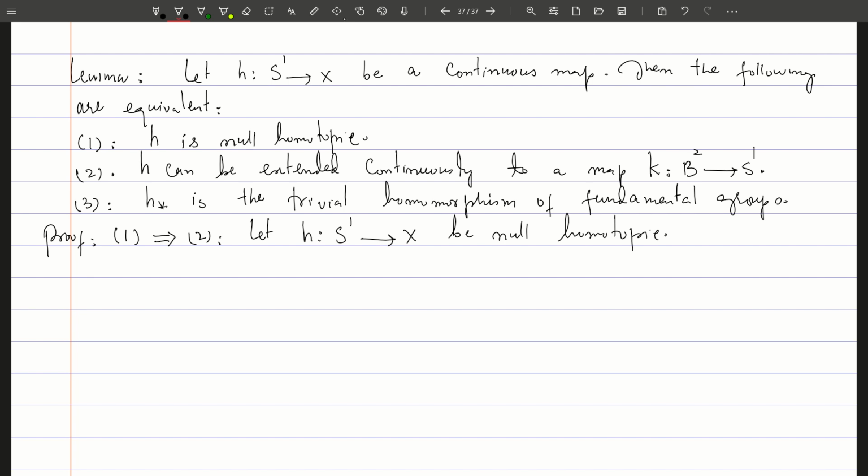So, if this is null homotopic, there must exist a homotopy. Let H from S1 cross [0, 1] to X be a homotopy between H and a constant map.